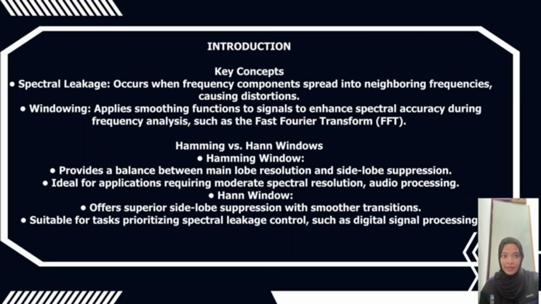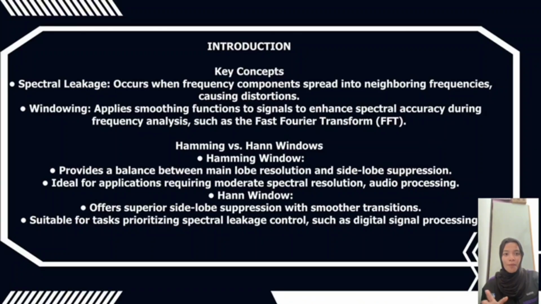For the key concept, spectral leakage happens when frequency components spread into neighboring frequencies, causing distortions. Windowing applies a smoothing function to the signal to enhance spectral accuracy during frequency analysis, such as the fast Fourier transform, FFT. So what's the difference between the HANN versus HANN windows?